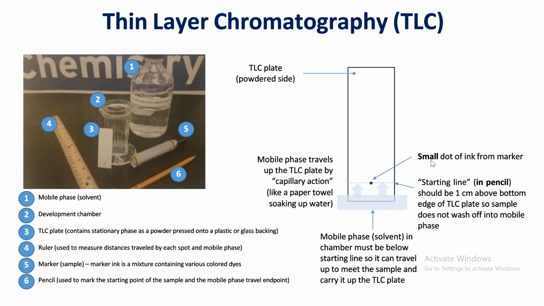And one thing also, we are going to create a small dot of ink. It has to be small. If it's not small, we are going to see the results in a second. So make sure it's a small dot. And again, the starting line, we're going to draw it in pencil, 1 centimeter from the bottom of the TLC plate, and we're going to use a ruler and a pencil.